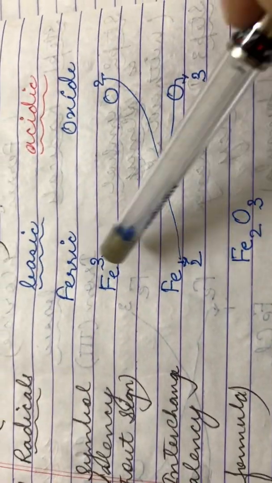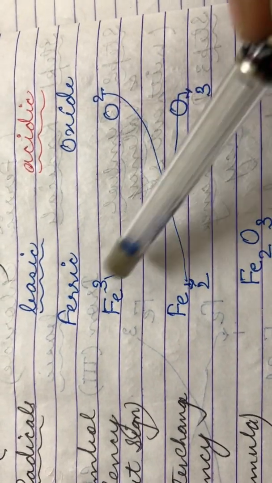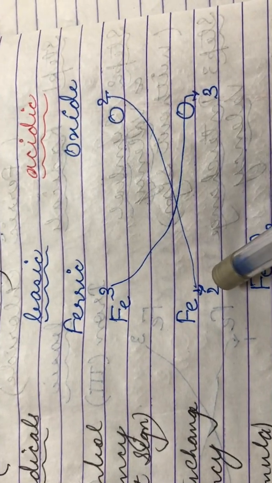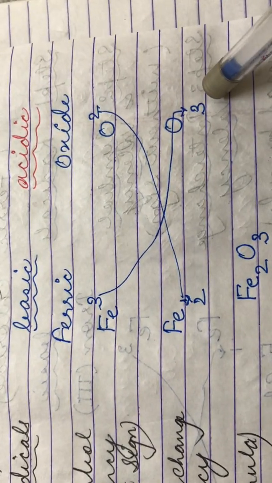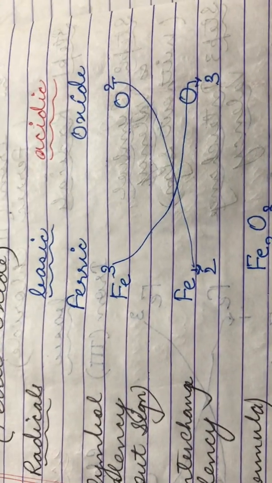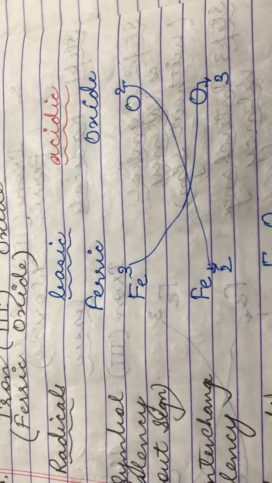For showing the interchange, we first need to write the symbols as they are, Fe as it is, O as it is. We need to show it by the crisscross method. We show the interchange. This 2 comes down here in the subscript of Fe. This 3 comes down here in the subscript of O. The final formula becomes Fe2O3. So this is the formula of ferric oxide, which is Fe2O3.